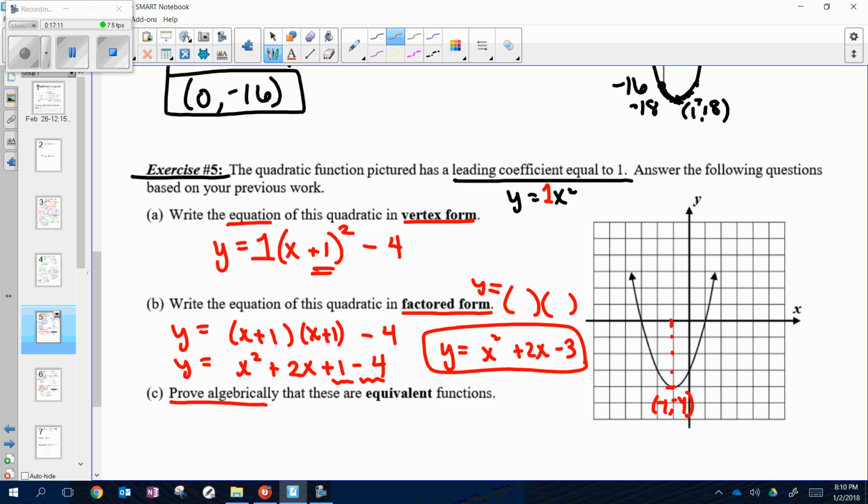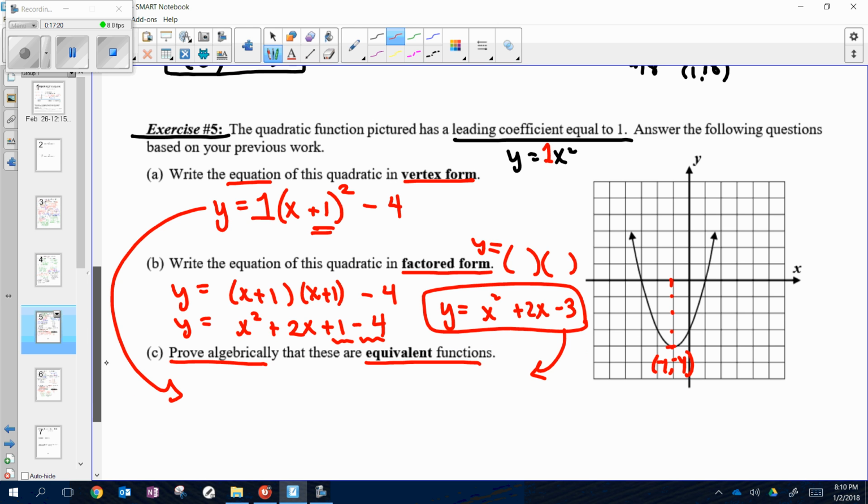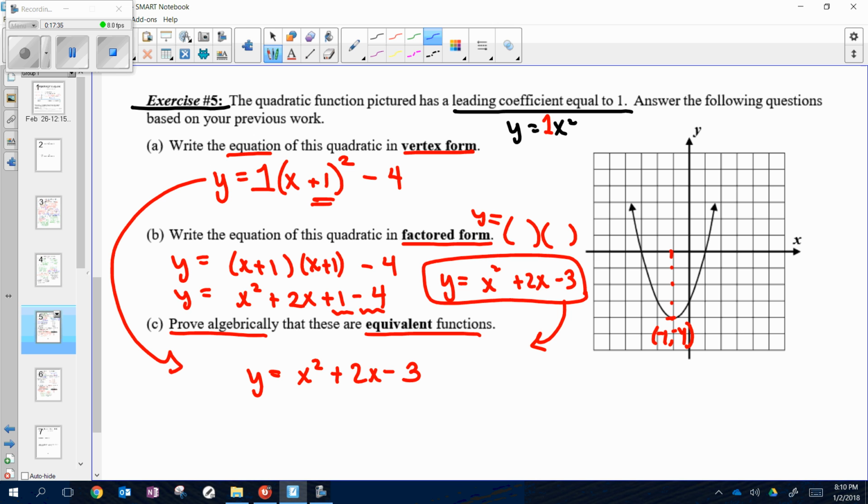Prove algebraically that these are equivalent functions. Well, if I take a look at this, is it the same as this? I think I just did prove that algebraically because they are exactly the same thing. Another thing I could do is look at x squared plus 2x minus 3 and complete the square on it. So let's complete the square on this.